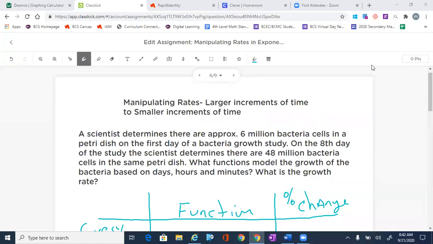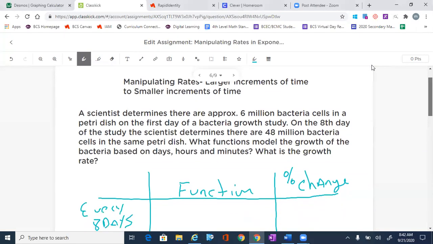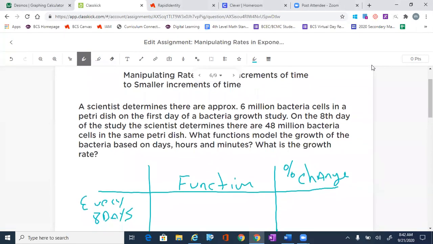All right, we're going to be looking at exponential equations and manipulating rates from larger increments of time to smaller increments of time. And what we mean by that are gaps in data in time increments. A scientist determines there are approximately 6 million bacteria cells in a petri dish on the first day of a bacteria growth study. On the 8th day of the study, the scientist determines there's 48 million bacteria cells in the same petri dish. What function modeled the growth of the bacteria based on days, hours, and minutes?